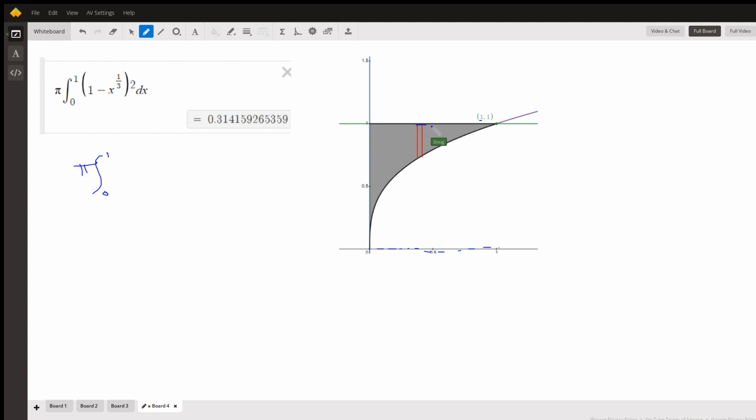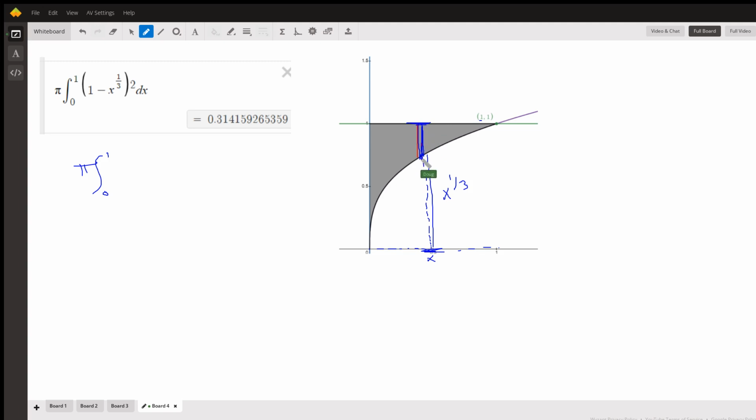If we were using the washer method, it would be the outer radius squared minus the inner radius squared. But this distance right here is the radius, and that's 1 minus that y value. And that y value depends on x. So for each x in here, this distance right here is x to the 1/3 power. That's what you do to x to get the y coordinate of points on the curve.